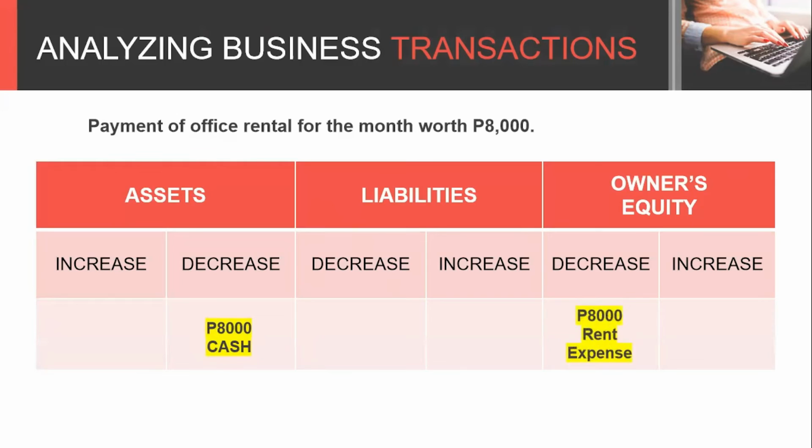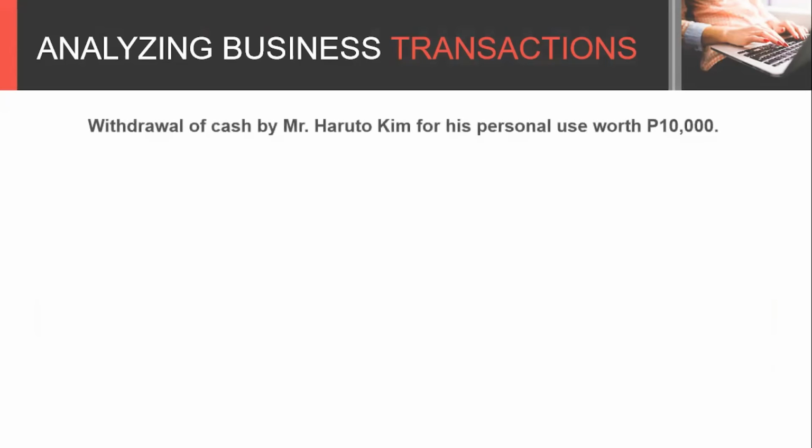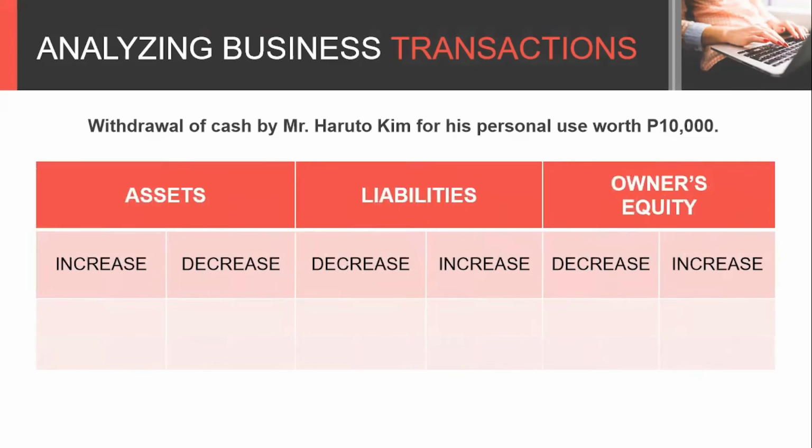And that's it for the fourth example. And for the next example, withdrawal of cash by Mr. Haruto Kim for his personal use worth 10,000 pesos. The accounts affected in this transaction are cash and capital, just like in the first example.